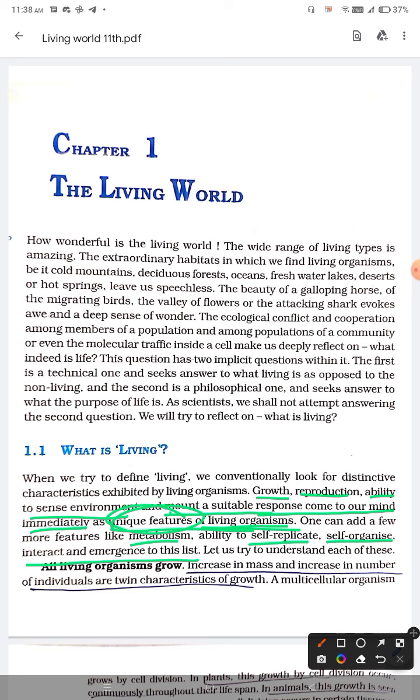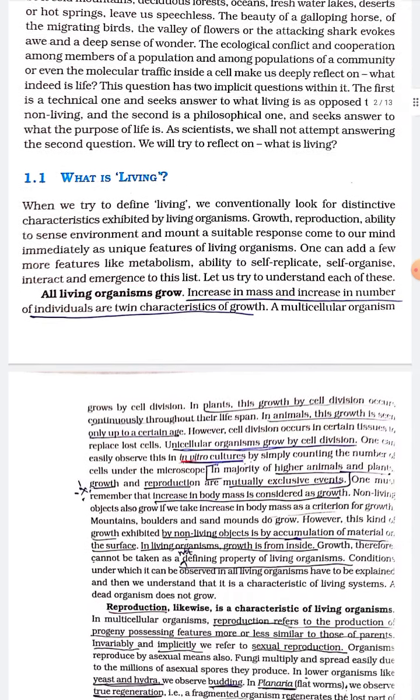All living organisms grow. This is naturally something everyone knows. Growth means what? Increase in mass and increase in number of individuals are the twin characteristics of growth. This is a very important point for NEET. Increase in mass, that is weight, as well as increase in number or size is said to be the twin characteristics of growth.